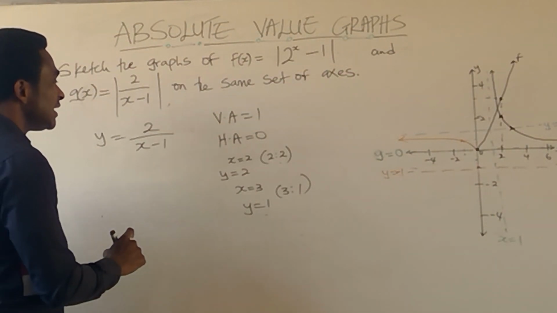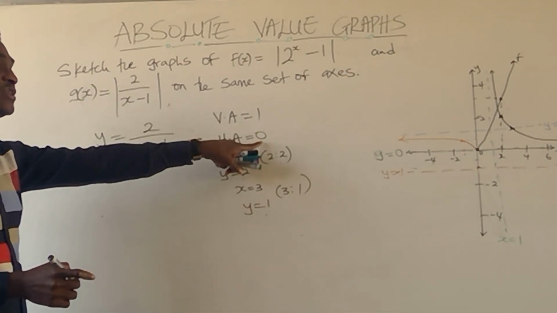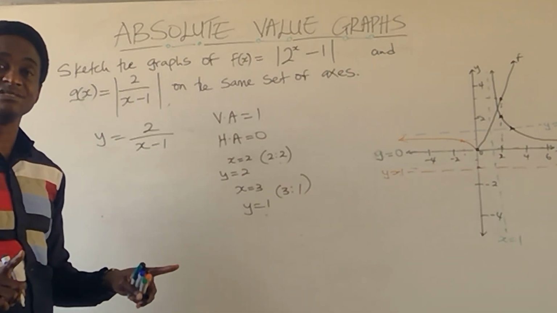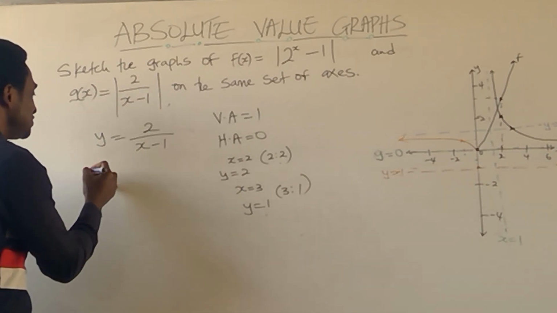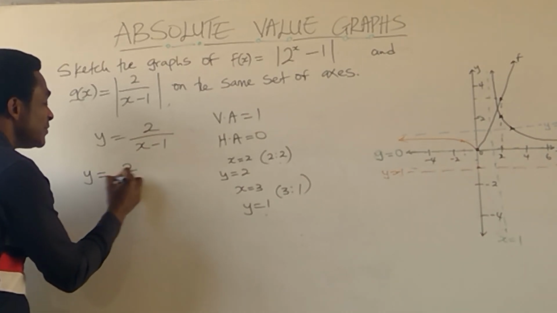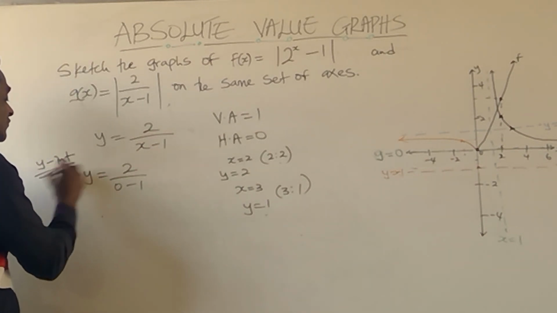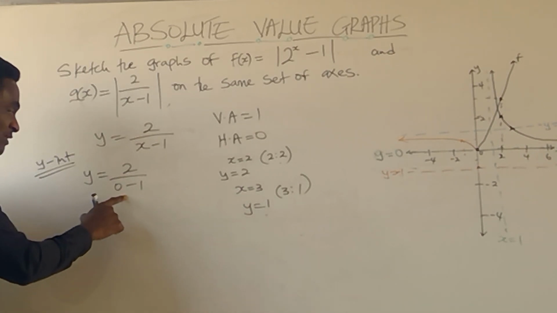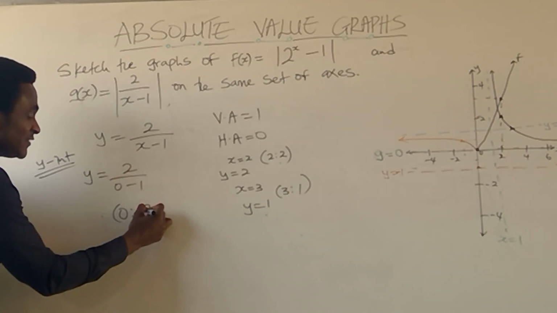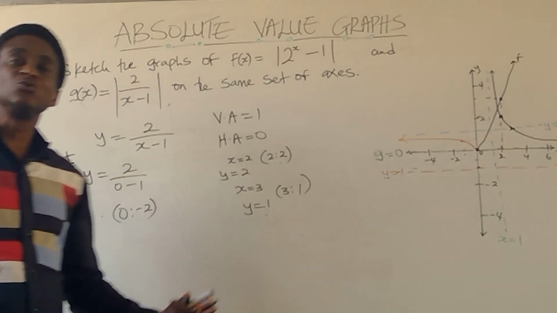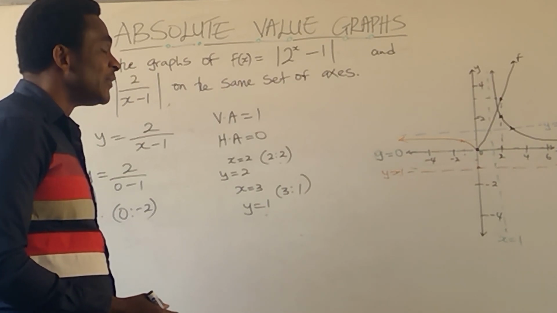Now on this other side, let's check. Because the horizontal asymptote is 0, we cannot have any x-intercept, but we can have a y-intercept. For the y-intercept, remember, make x 0. It's very important. So this y-intercept will be (0, -2). All we need is one more point on the negative side to complete our sketch.